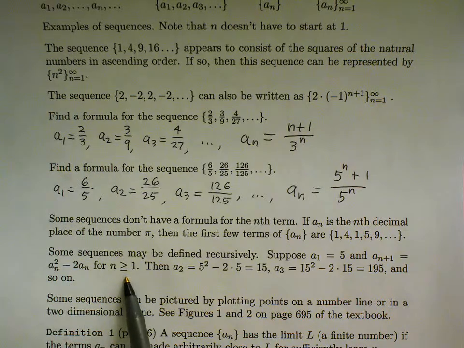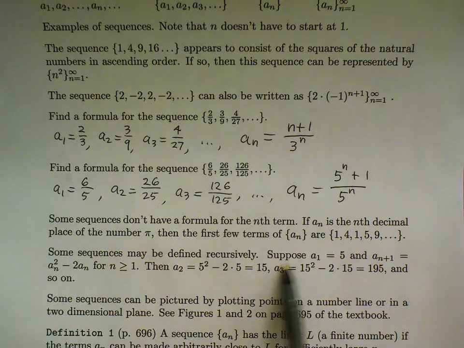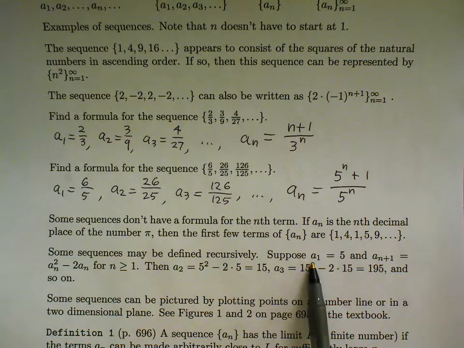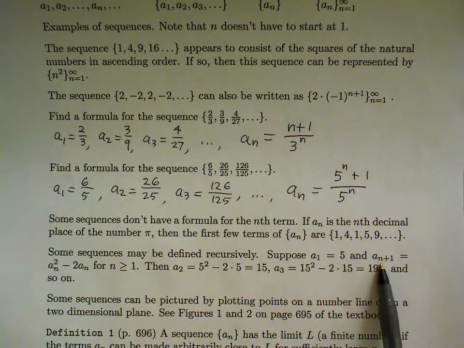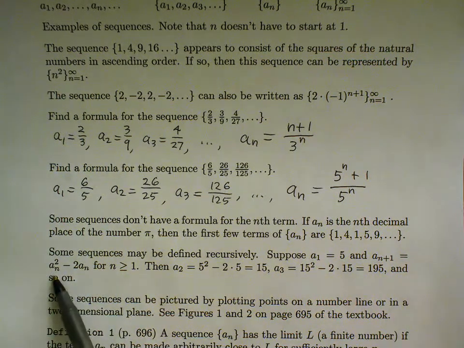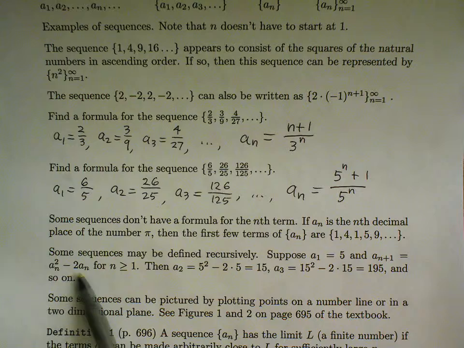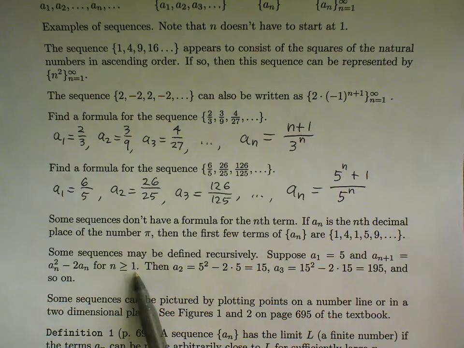Okay, some sequences may be defined recursively. That means that future terms are defined in terms of original terms. So here's an example. Suppose a sub 1 is equal to 5, and then the a sub n plus 1 term is equal to a sub n squared minus 2 times a sub n for n greater than or equal to 1.